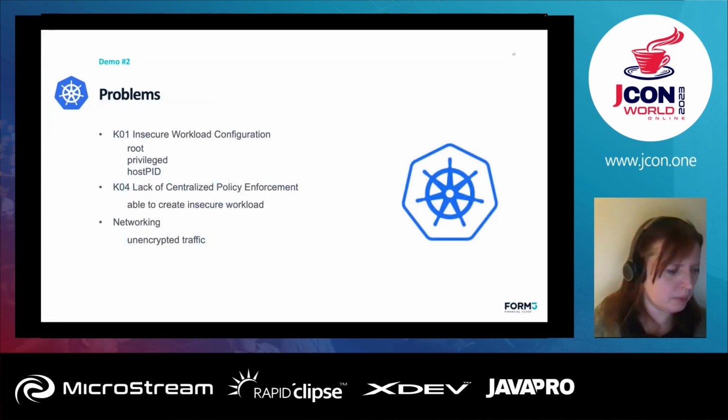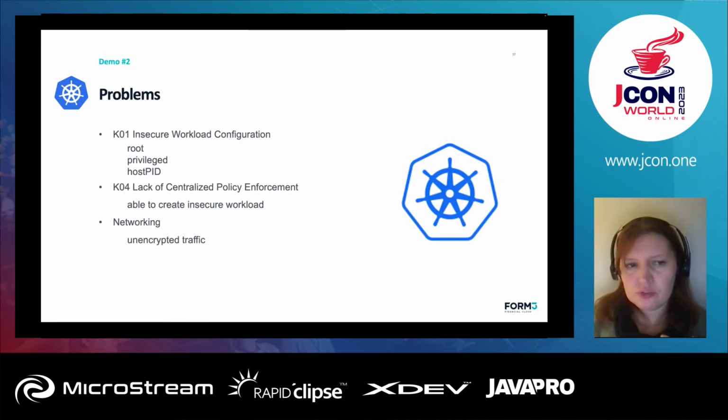So just a short summary because we are running out of time. You've seen that with insecure workload configuration and only root, privileged mode, and host PID, we could take over the entire host. Again, we were lacking centralized policy enforcement, and also one important issue about networking, the traffic inside the cluster was not encrypted. Even though the web application uses HTTPS, it only goes to the load balancer, and inside the cluster, the entire traffic for our demo application is unencrypted.